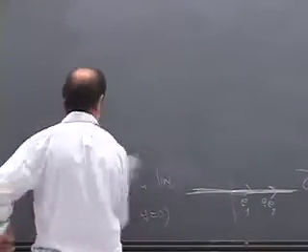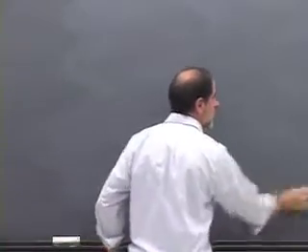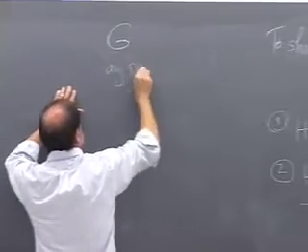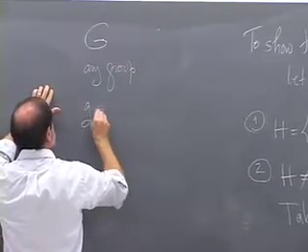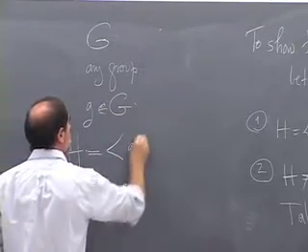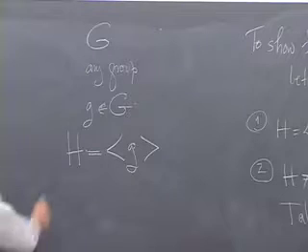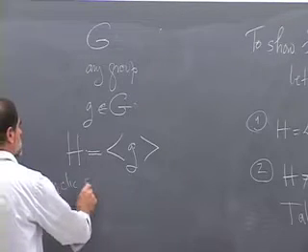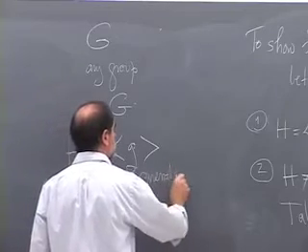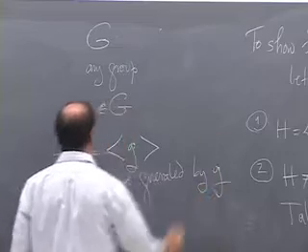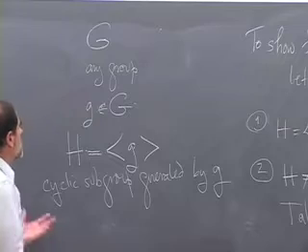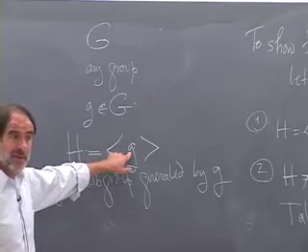So I want to talk about a certain type of subgroup that you get. If you have any group G, and you have an element g in G, there's a natural subgroup, which is sometimes called the cyclic subgroup generated by g, which consists of all products of g with itself. It's the smallest subgroup that could contain this element.